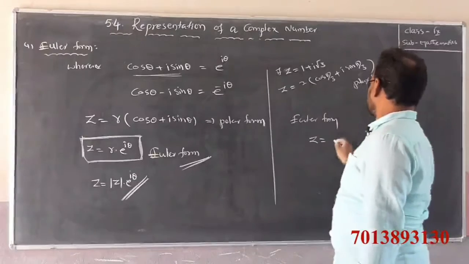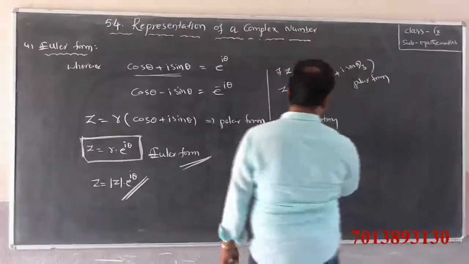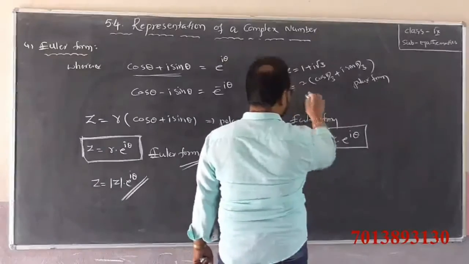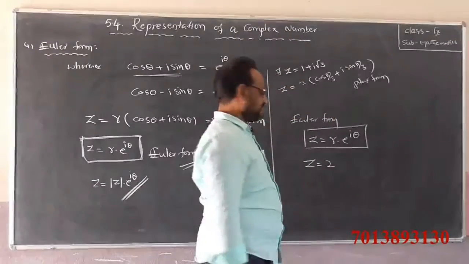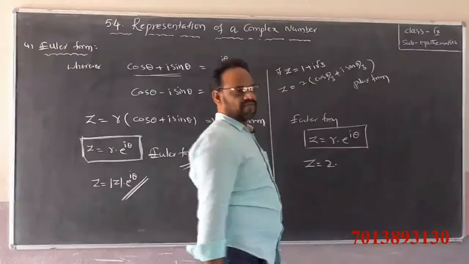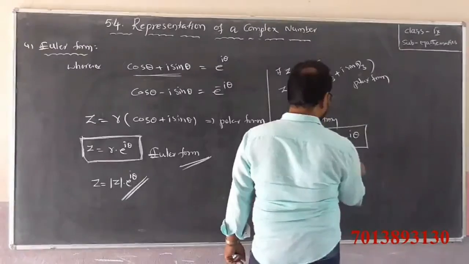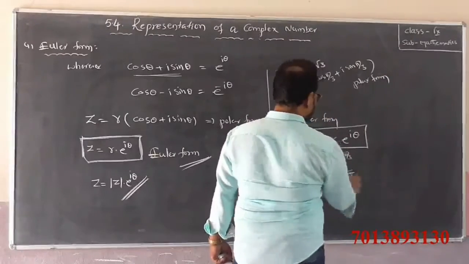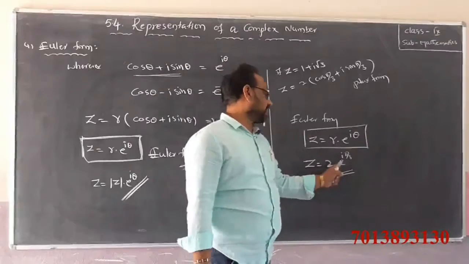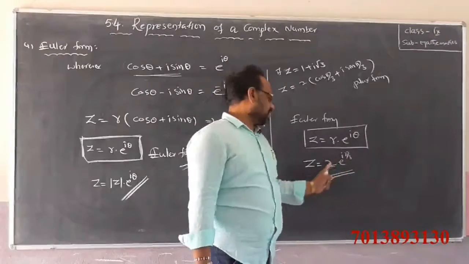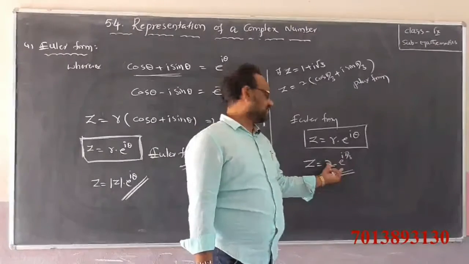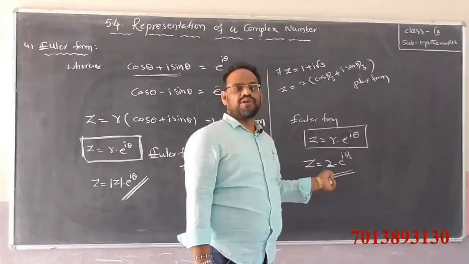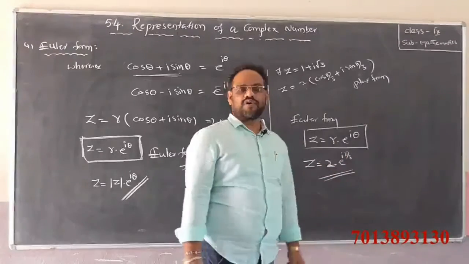So this can be written as r times e power i theta, where r is 2. E power i times theta, and theta here is pi by 3. So z is equal to 2 times e power i times pi by 3. This form is called the Euler form of a complex number. Here theta is called the argument of the complex number.